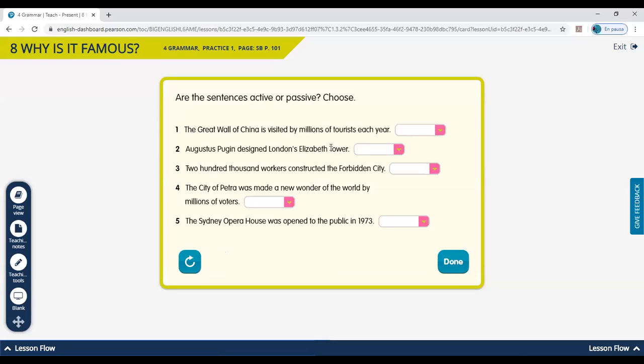So, are the sentences active or passive? Choose the correct answer. Pay attention. The Great Wall of China is visited. You only have to identify if it is active or passive, but how? ¿Cómo lo puedo hacer? How is it possible to identify it?